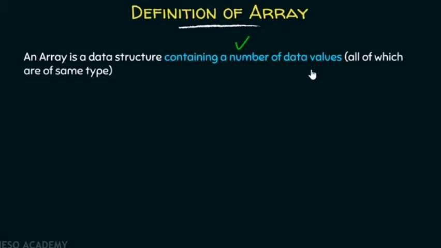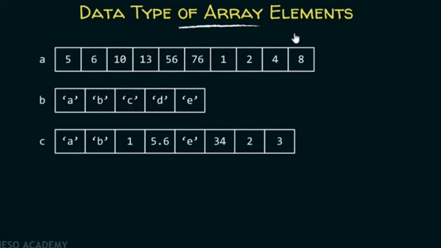Let's come to the third part of this definition. All of which are of same type. Let's try to understand this third part as well. Data type of array elements. This array consists of all integer values, right? And this array consists of all characters. But what about this array? This array consists of characters, integers, floats, but the definition says that all elements must be of same type. So I can say that this is correct, but this is not correct, because the type of all these elements are not same. That is why it is not a correct array.